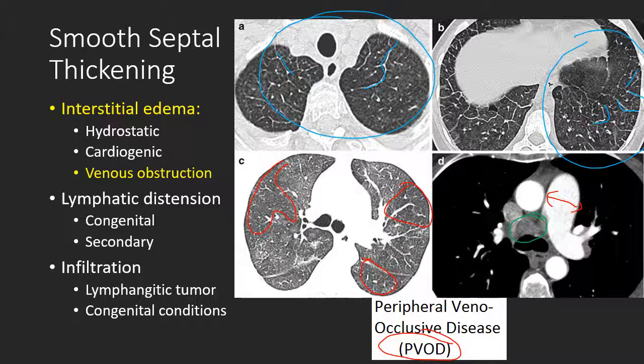So you get a classic triad. So what is the classic triad? The classic triad is you're going to develop septal thickening within the lungs, you're going to develop pulmonary hypertension, so a dilated main pulmonary artery, and then the third being lymphadenopathy. Septal thickening, dilated pulmonary artery, lymphadenopathy. One cause you can consider here is something known as peripheral veno-occlusive disease, PVOD.